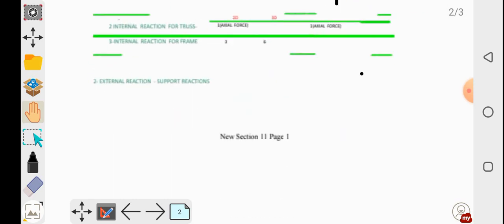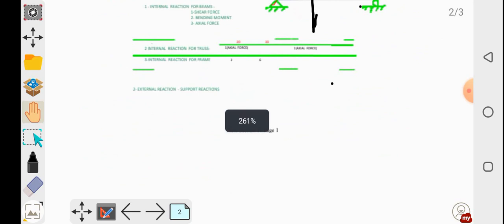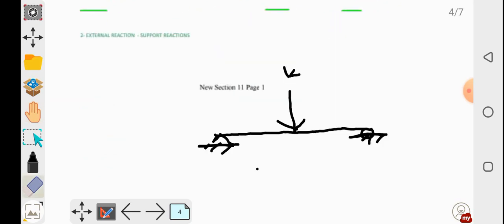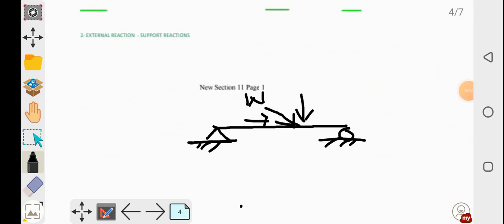Now we will discuss what the external reactions are. This is a simply supported beam subjected to some load W, an inclined load. This W load has two components, horizontal and vertical. The vertical load will be borne by these two supports. If our beam has to work properly, it should be safely borne by these two supports. This is the hinge support and this is the roller support.